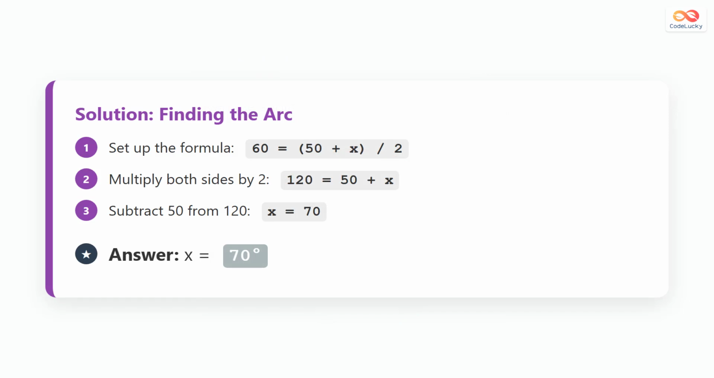We can still use the same formula, but we need to do a little algebra. We set up the equation, 60 equals (50 + x) / 2. To isolate x, we first multiply both sides by 2, which gives us 120 equals 50 plus x. Subtracting 50 from both sides tells us that x equals 70 degrees.